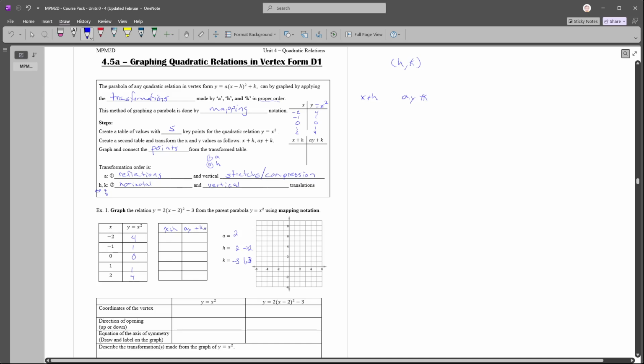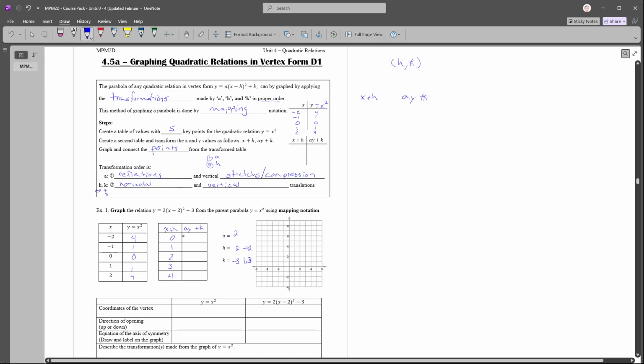So x plus h. For every value of x in the parent relation, we're just going to add 2. So -2 plus 2, that's 0. -1 plus 2, that's 1. 0 plus 2 is 2. 1 plus 2 is 3. And 2 plus 2 is 4. So there's our x components.